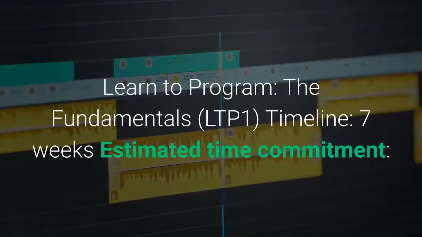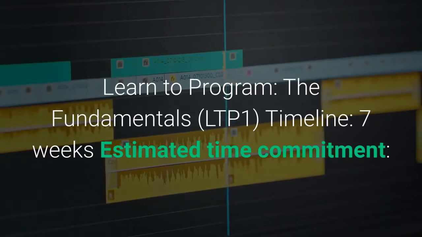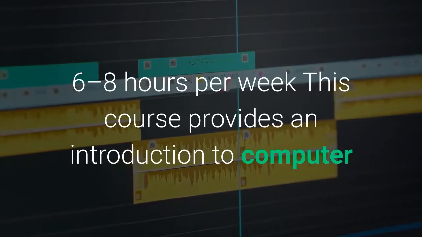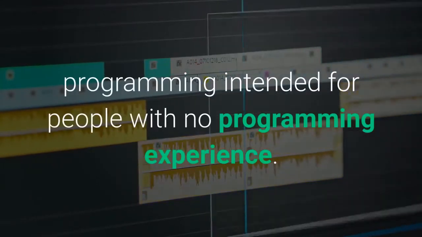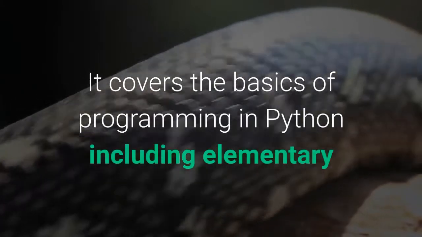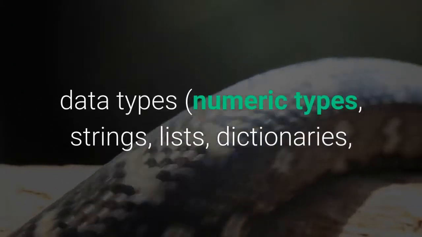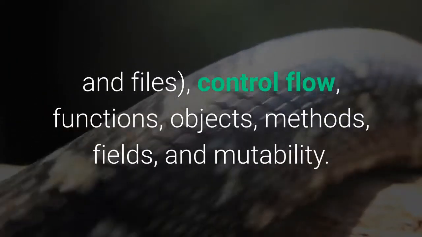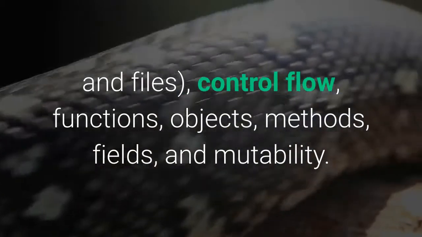Learn to Program: The Fundamentals, LTP1. Timeline: 7 weeks estimated time commitment, 6 to 8 hours per week. This course provides an introduction to computer programming intended for people with no programming experience. It covers the basics of programming in Python, including elementary data types, numeric types, strings, lists, dictionaries, and files, control flow, functions, objects, methods, fields, and mutability.